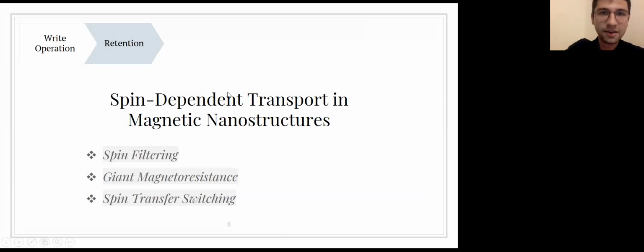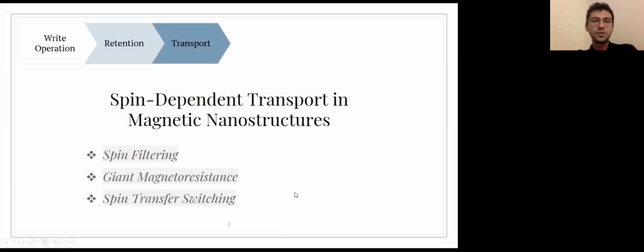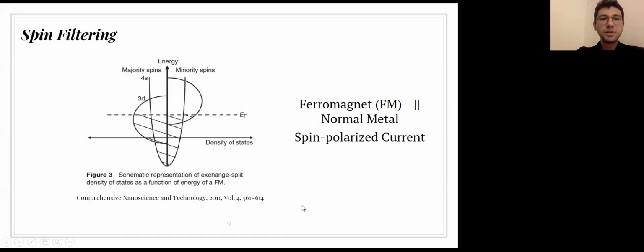Okay, our third thing will be the transport. So we will see spin-dependent transport in magnetic nanostructures, which will include three subtitles: spin filtering, giant magnetoresistance, and spin transfer switching. So spin filtering, well, I said that magnets will be important here.